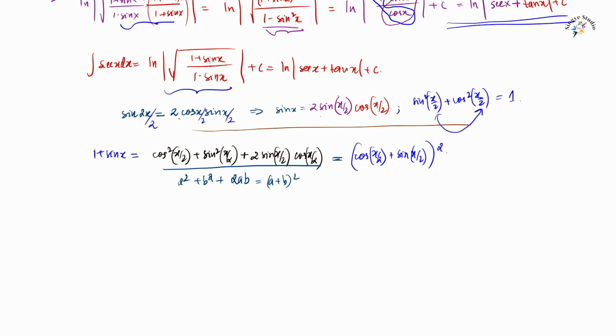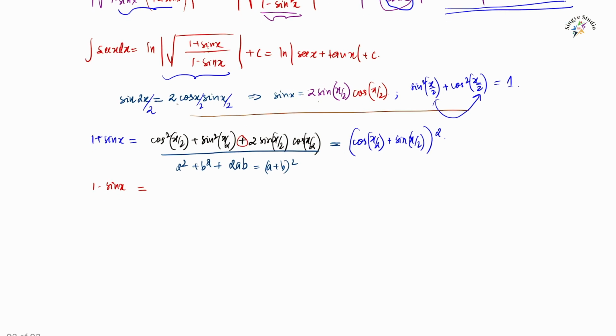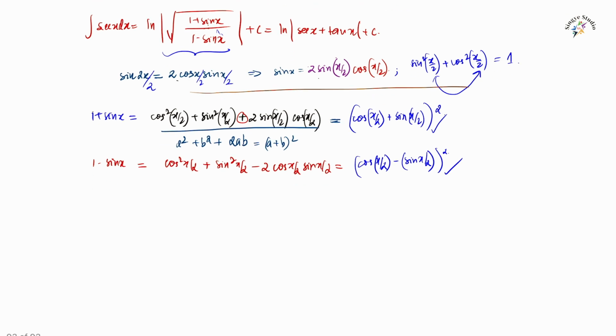And we also know that 1 minus sine x is just this one, where the sign is flipped, right? Therefore, we can say that it can be nicely written as (cosine x/2 minus sine x/2) whole squared. Okay, now if we substitute these values here, we can peacefully and beautifully remove the square root.